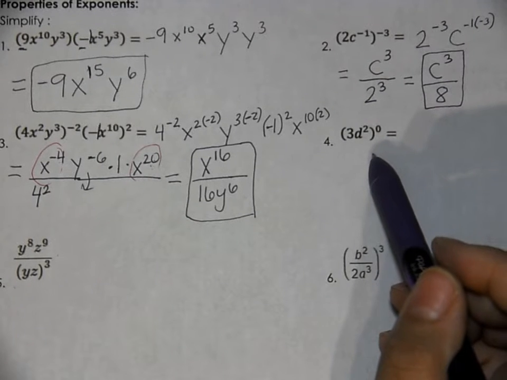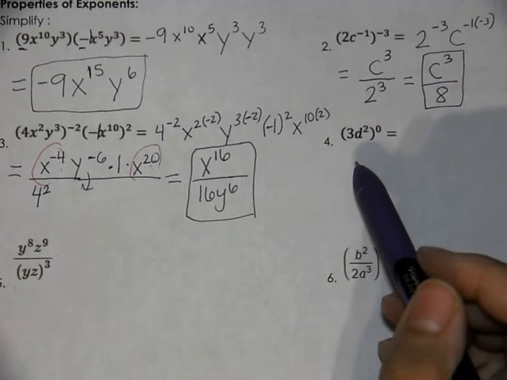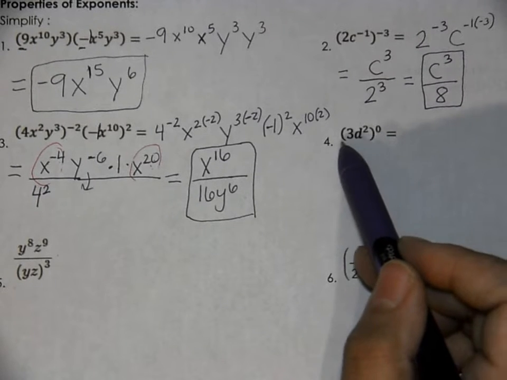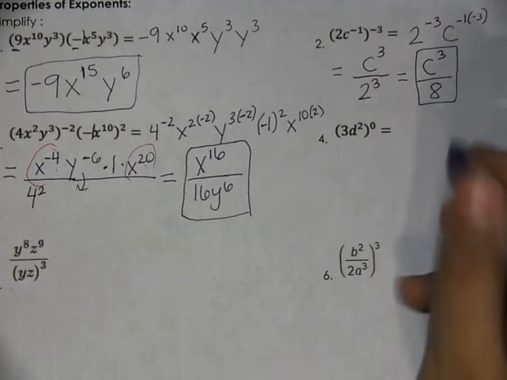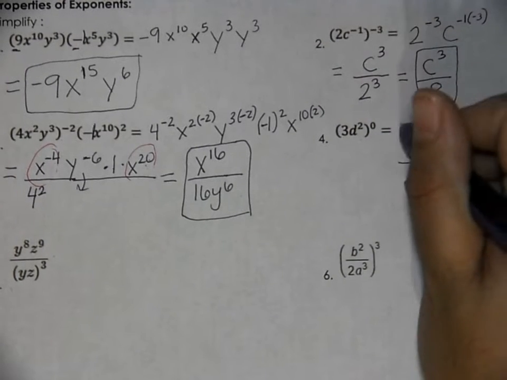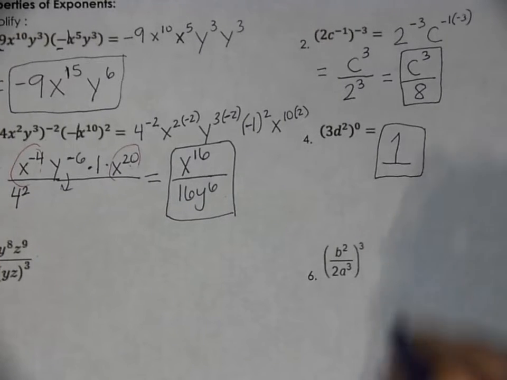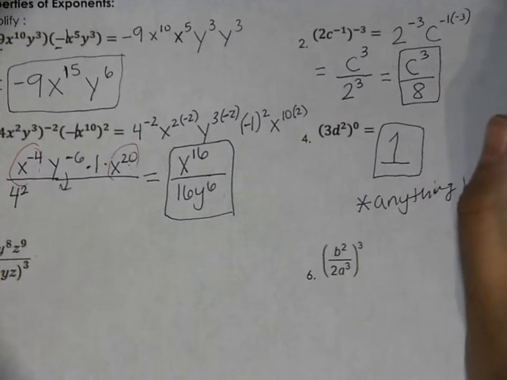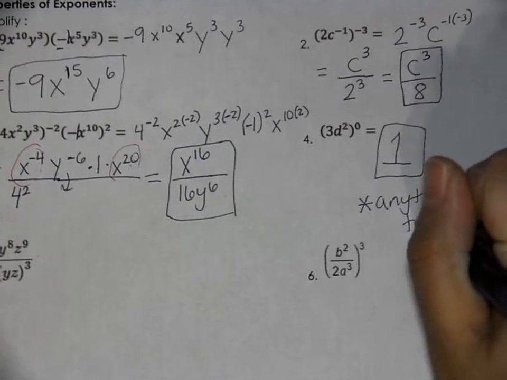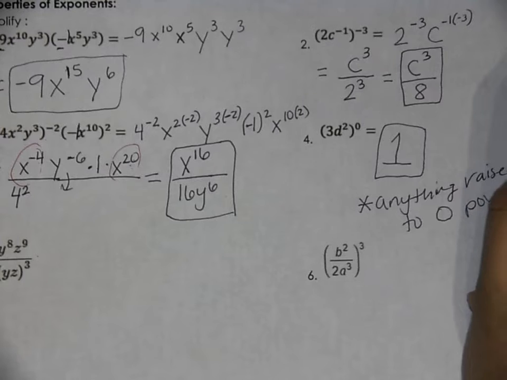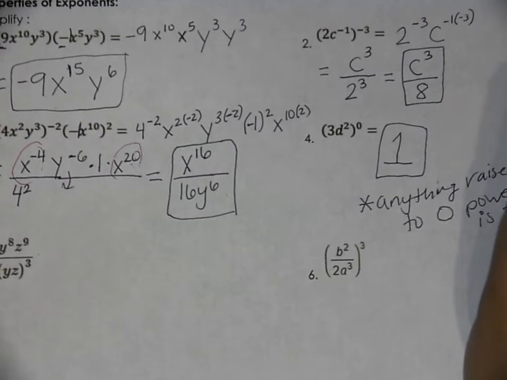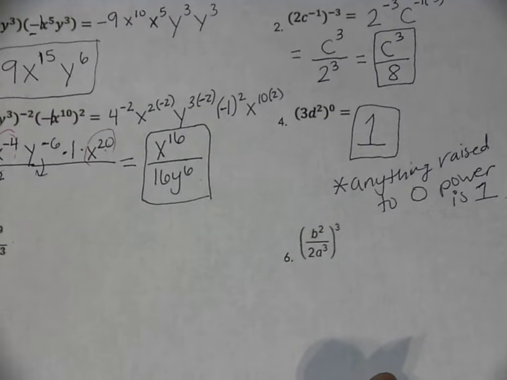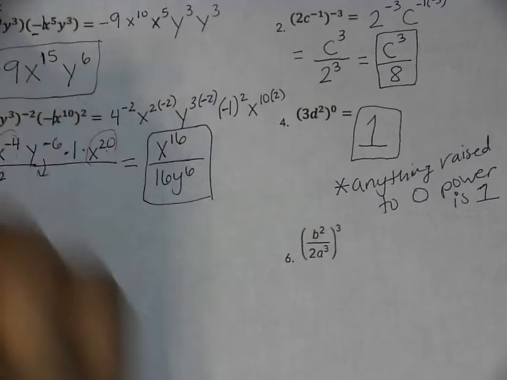Number 4 is an easy one, even though it looks like it should be complicated. Anything raised to the 0 power, since all of this is being raised to the 0 power, you don't have to show any work. You just have to know that that's 1. Okay, so anything raised to the 0 power is 1. And it always will be. You don't have to show any work for that. You just always know that anything raised to the 0 power is 1.